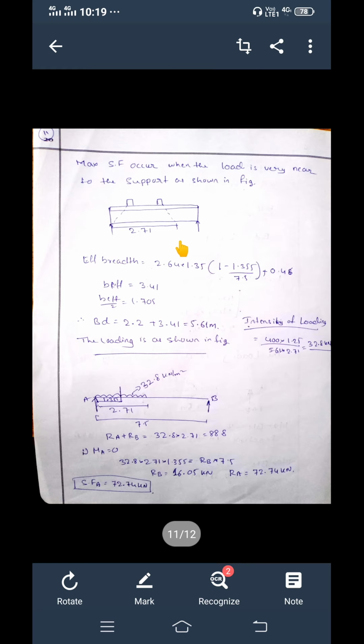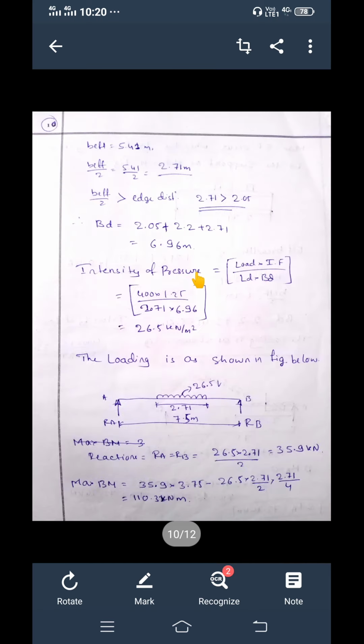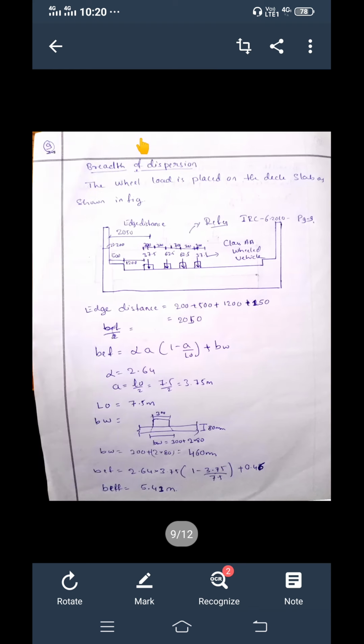Means from the support, at what distance the loading is going to act. That distance is a. So here we have taken 1.35. How have I taken 1.35? Here, see, we have calculated B effective as 5.41, which is your effective breadth of dispersion.